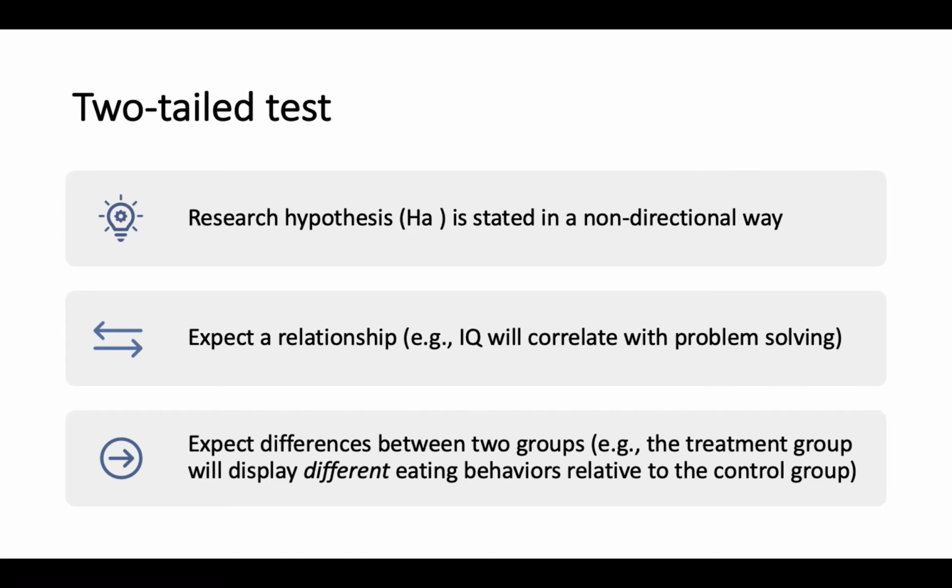So this is where a two-tailed test comes in. This is a research hypothesis stated in a non-directional way. So we expect a correlational relationship, like IQ will correlate with problem solving, or we expect differences between our two groups. The treatment group will display different eating behaviors relative to the control group, but we have no directionality here. We're not predicting a positive or negative relationship. We're not expecting one group to do better, worse, faster, slower than another group. We simply have no direction here. We're just testing for differences or just testing to see if a relationship actually exists.